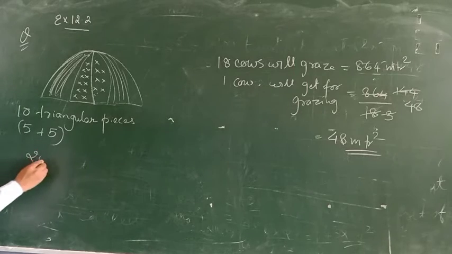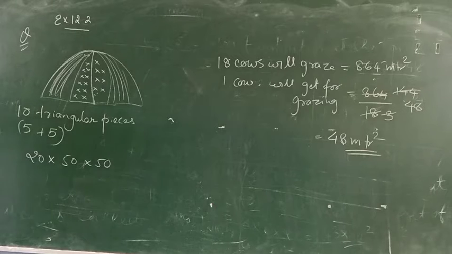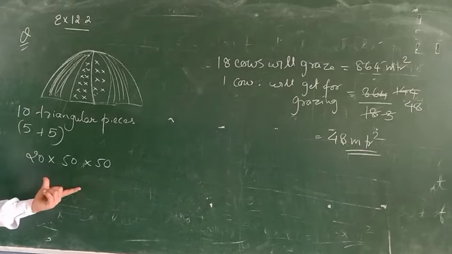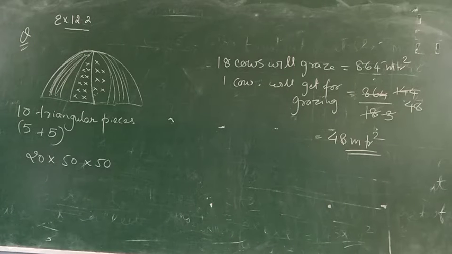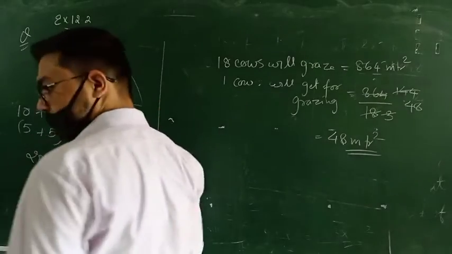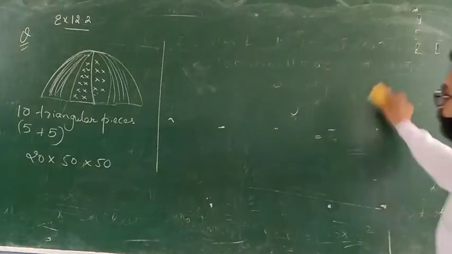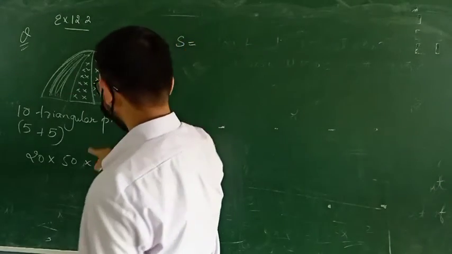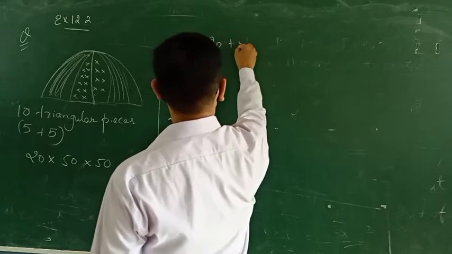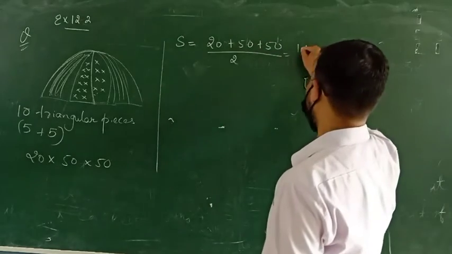20 by 50 by 50. This is the dimension of each triangle. How much cloth of each color is required for the umbrella? So first you calculate the area using Heron's formula. First you calculate the value of S. What is the value of S? 20 plus 50 plus 50 divided by 2, that is 120 divided by 2.